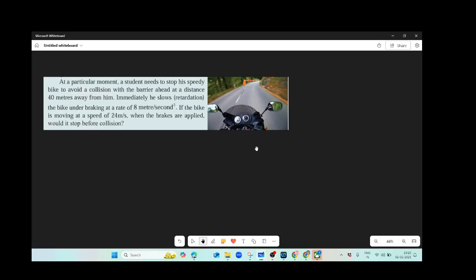Hi friends, at a particular moment, a student needs to stop his speedy bike to avoid a collision. This is the question. The distance between the barrier and the bike is 40 meters. The question is, immediately he slowed down the bike.